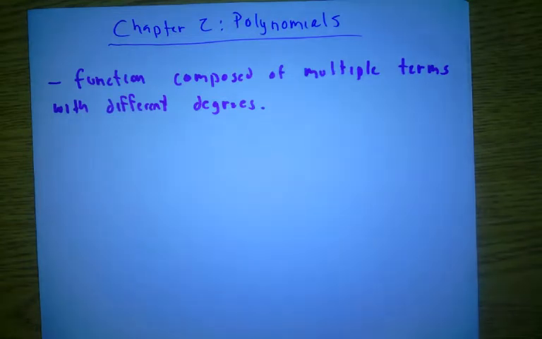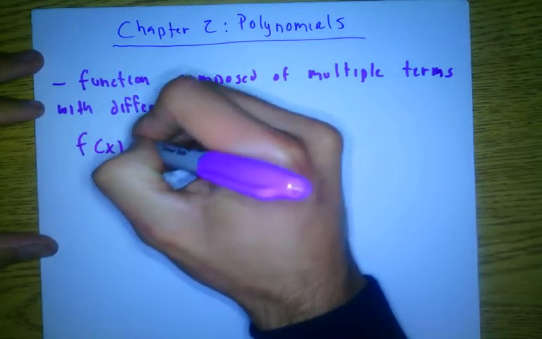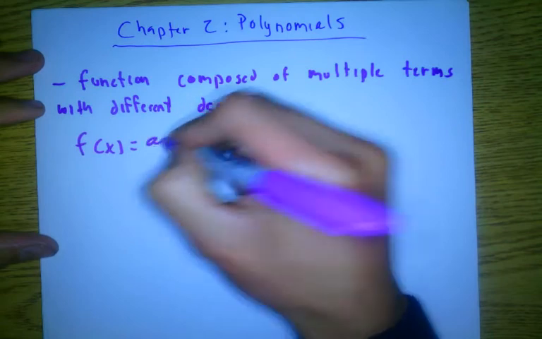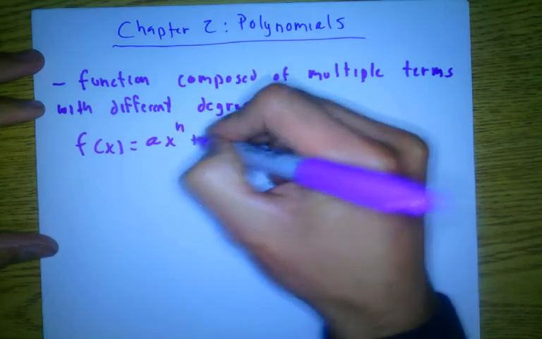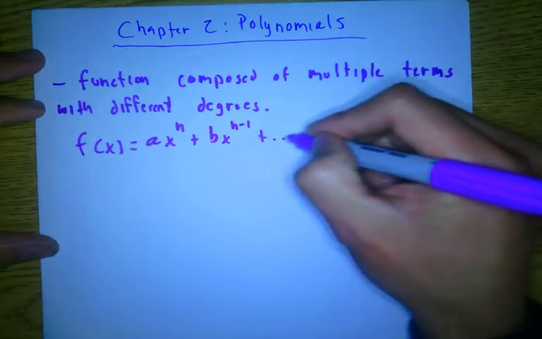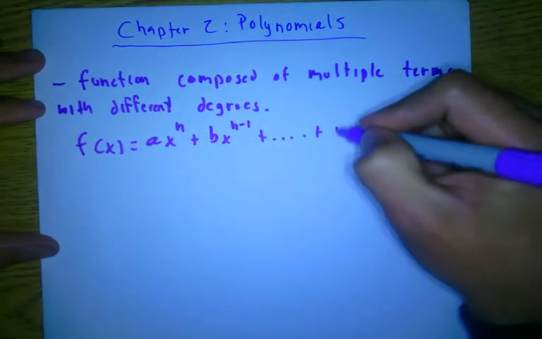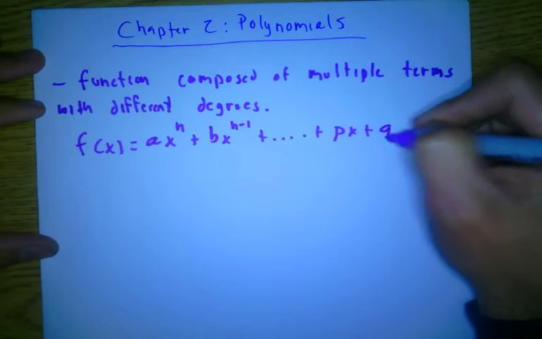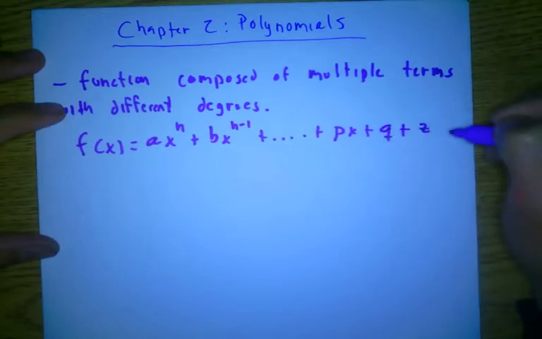Terms. Okay, terms with different degrees. So an example would be something like this. F of x equals, I don't know, ax to the n power plus bx to the n minus 1 power plus dot dot dot plus, I don't know, px plus q plus, I don't know, z.